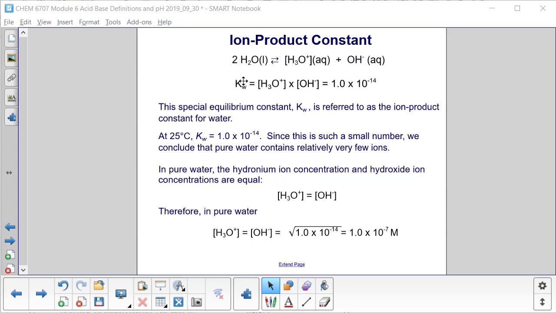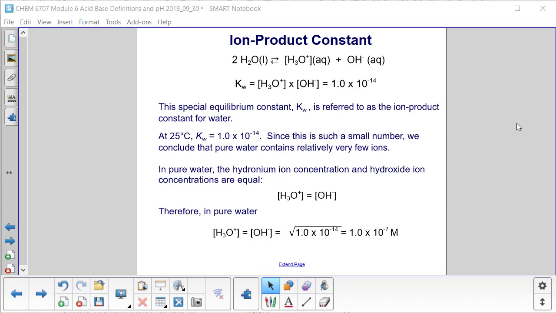And at 25 degrees, K water, we know, is the concentration of the products over the reactants, but we have pure liquid, so it'll just be the products. Hydronium ion concentration times hydroxide ion concentration. At 25 degrees Celsius for water, this value is 1 times 10 to the minus 14. This is a very small number. Because of that, we can conclude that pure water contains relatively very few ions.